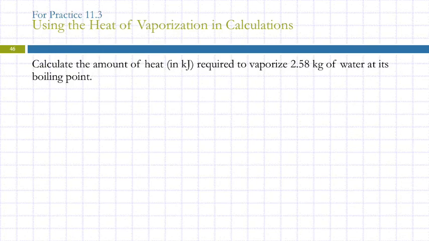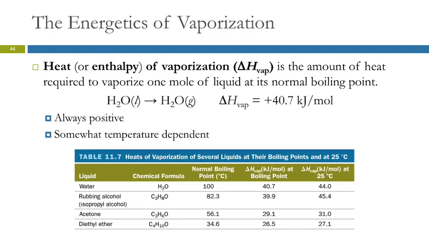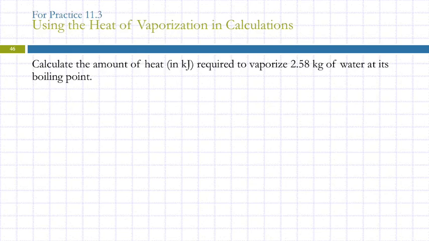So we can do an example like this. Calculate the amount of heat in kilojoules required to vaporize 2.58 kilograms of water at its boiling point. But we need a number here. We need a heat of vaporization. So let's go back and look at the table. This is at its boiling point. So for water, heat of vaporization, 40.7 kilojoules per mole. So delta H vap equals 40.7 kilojoules per mole.